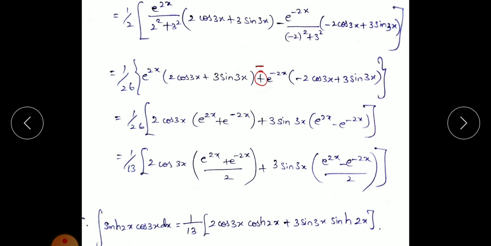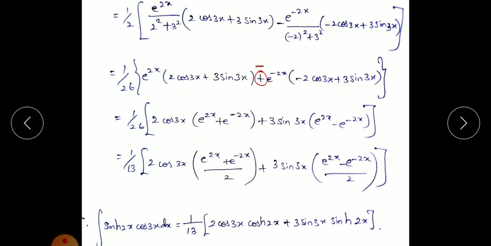So just take the common factor outside. It will become 1 by 26, and take the numerator e power 2x into 2 cos 3x plus 3 sin 3x, and then minus has to come. Wrongly I have written it as plus. Just make the correction, minus has to come. And e power minus 2x into minus 2 cos 3x plus 3 sin 3x.